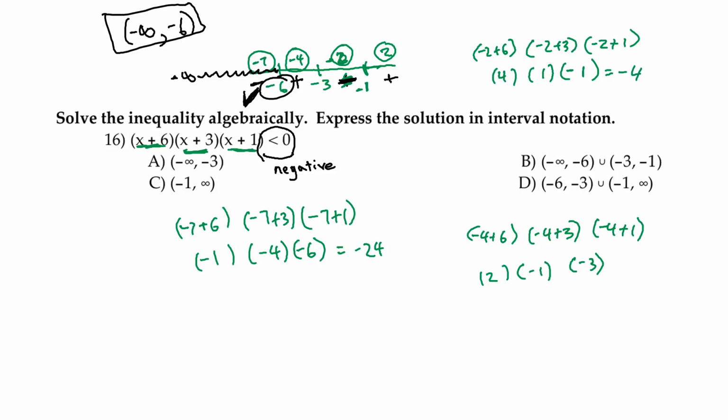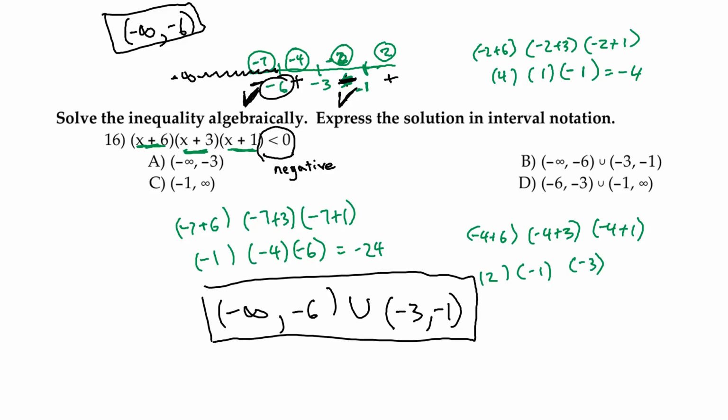So it turns out that we also have between negative 3 and negative 1. So from what we had before, we know that we're going to have negative infinity to negative 6, but we also have the space between negative 3 and negative 1. So this is our answer.